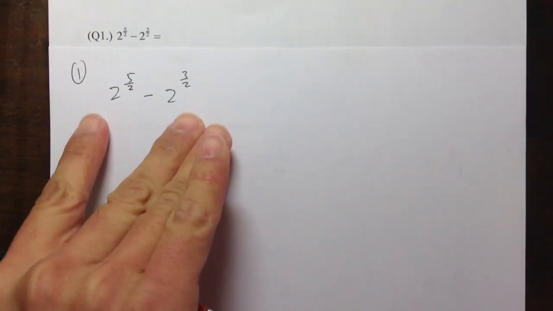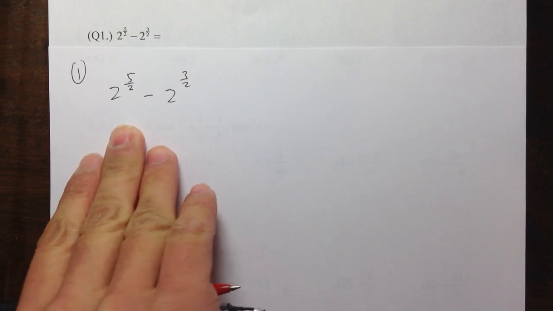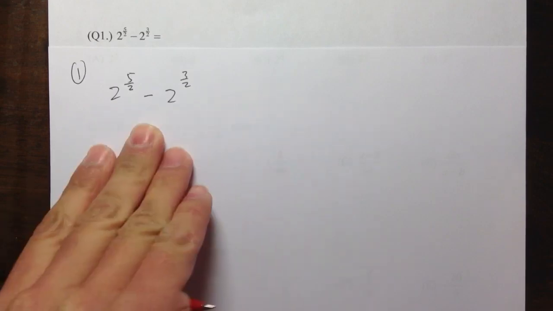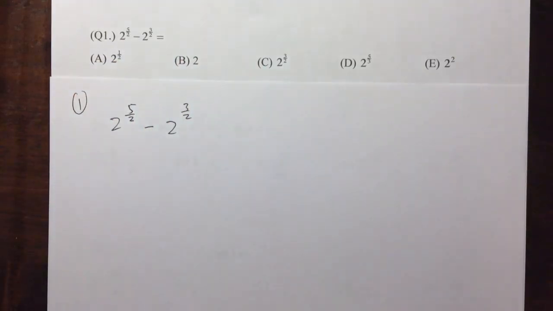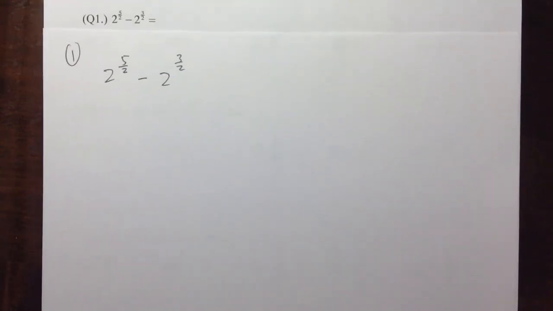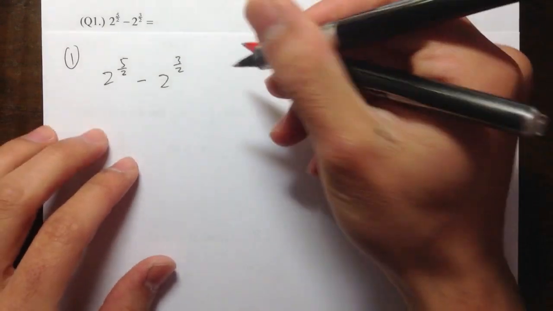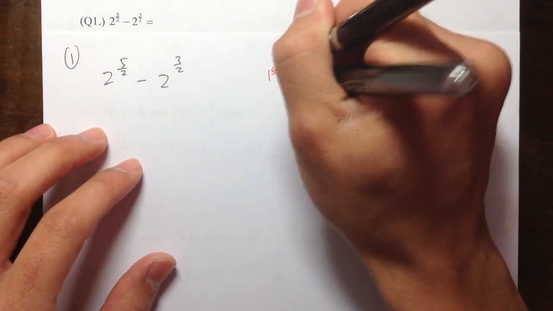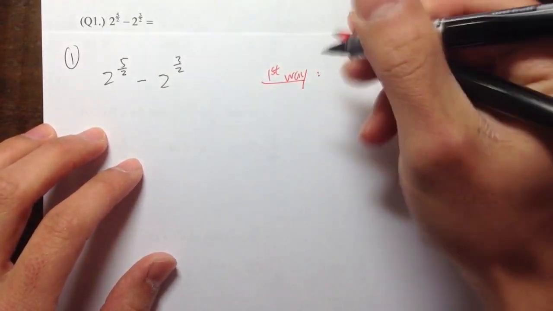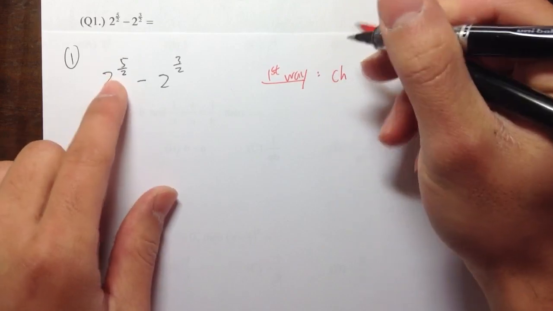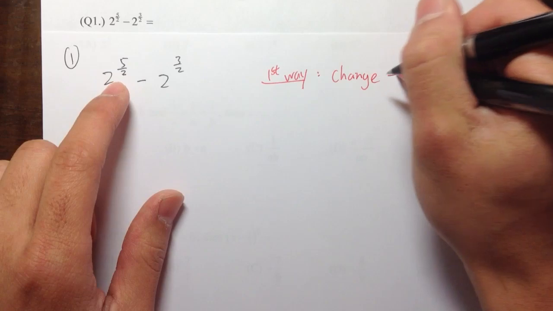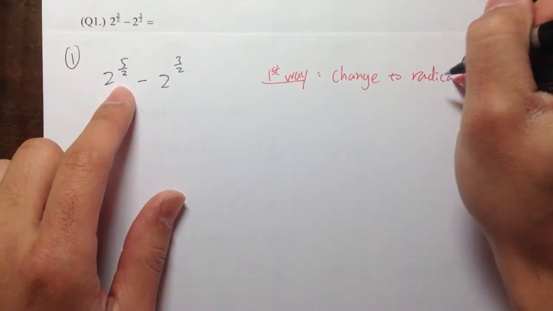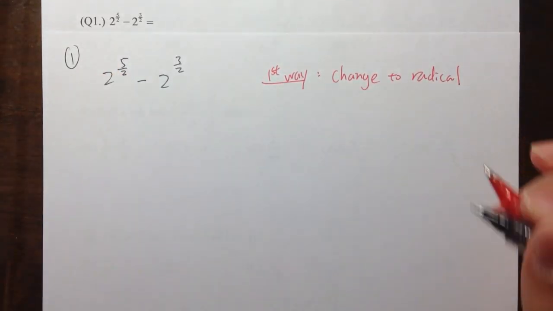I want to see if there's any way for us to combine like terms, or how to simplify, how to do the calculation, and then make sure that our answer turns out to be one of the answer choices right here. I will show you guys 2 ways to do this. First way, I can change the rational exponents to radicals.